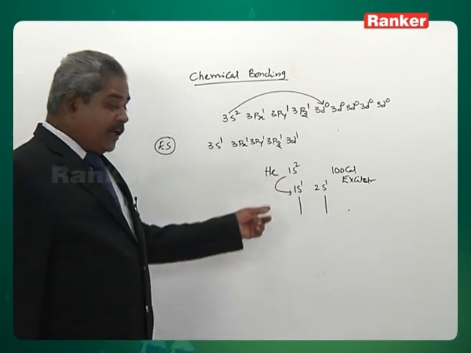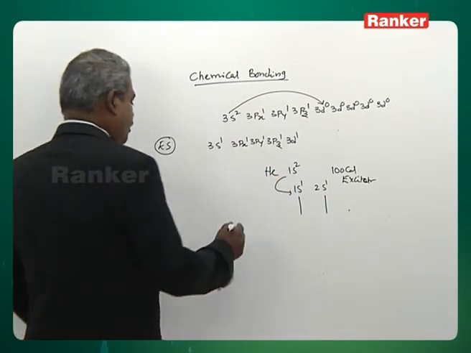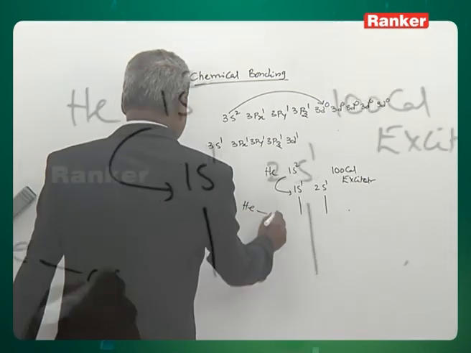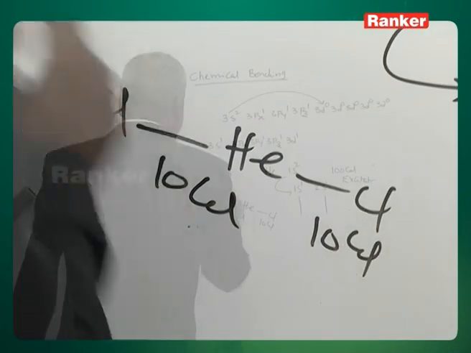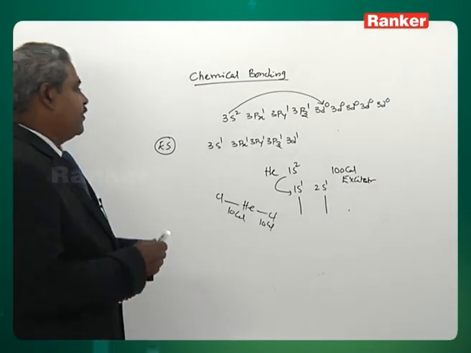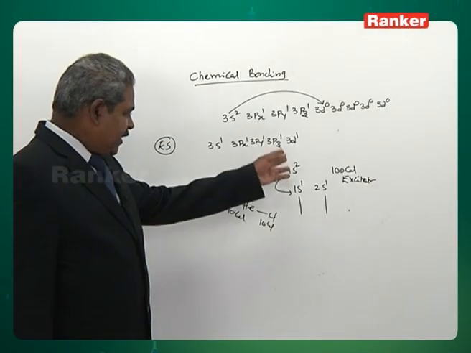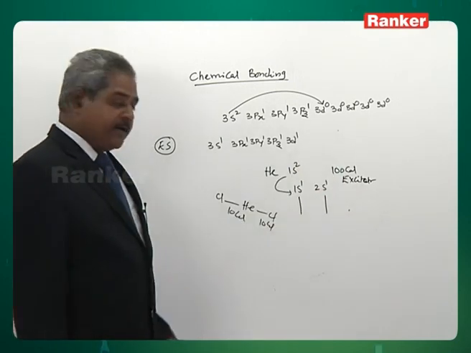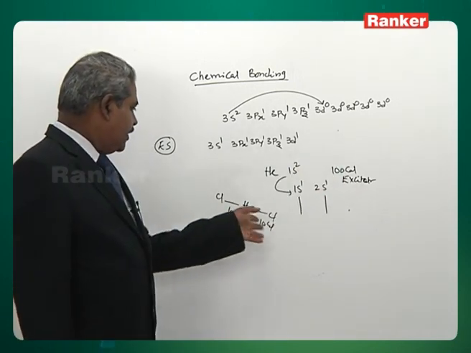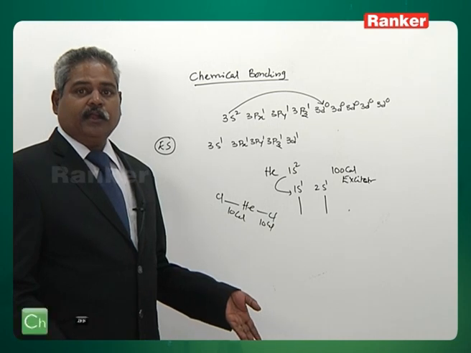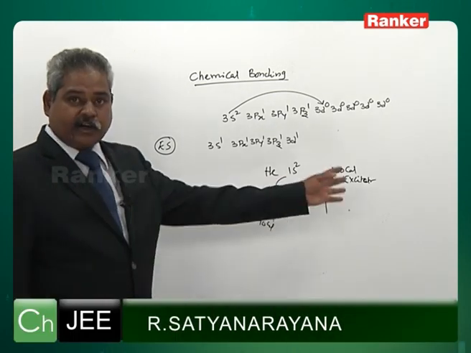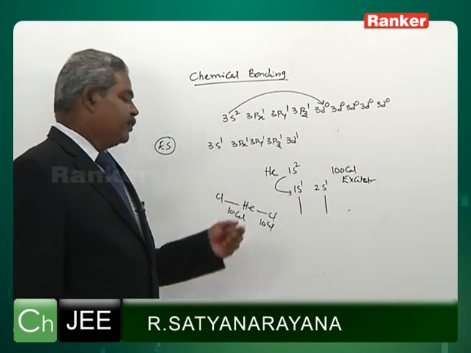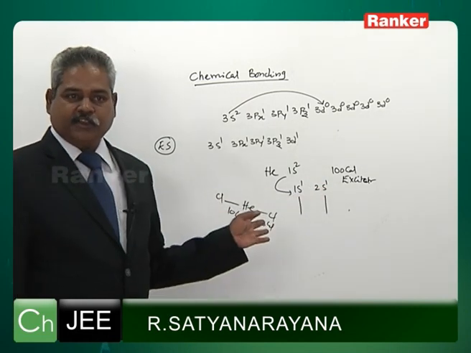So the energy released in the bond formation of helium and chlorine is not very high. Say it is only 20 calories. What have you achieved? For exciting the electrons, 100 calories have been spent, and when the bond is formed, 20 calories have been released. So there is a loss of 80. You have spent 100 rupees and you are getting only 20. No fool does it.